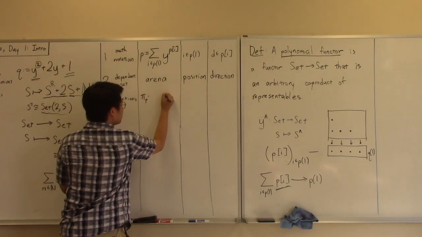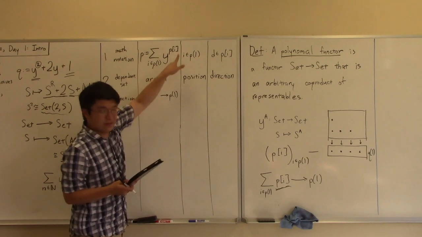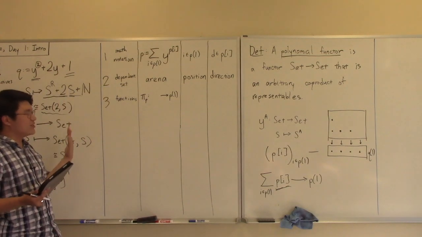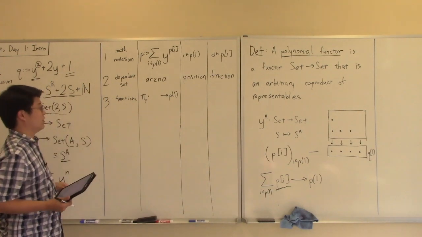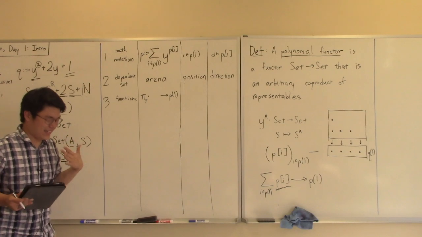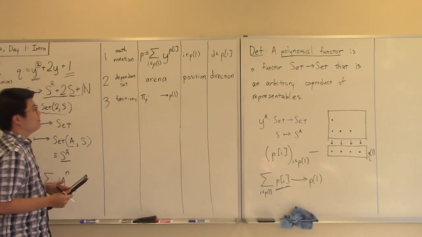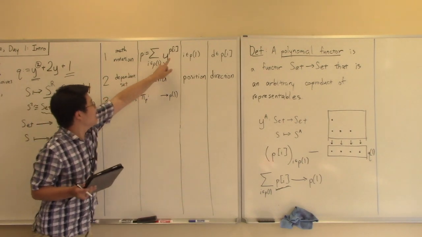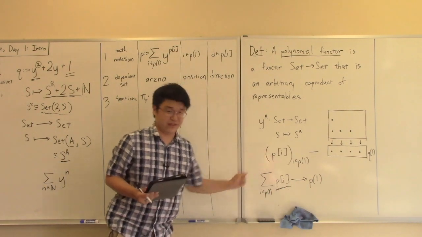It's a function into P of 1 from the union of the set of all of the possible direction sets. Just like there's a trick to get the set of positions of a polynomial, you just plug in 1. This is kind of like in high school algebra, when you ask how you find the sum of the coefficients of a polynomial: you plug in 1, and that spits it out. There is also a not quite as natural, but still inherent way to get this set, the disjoint union of all of the direction sets.